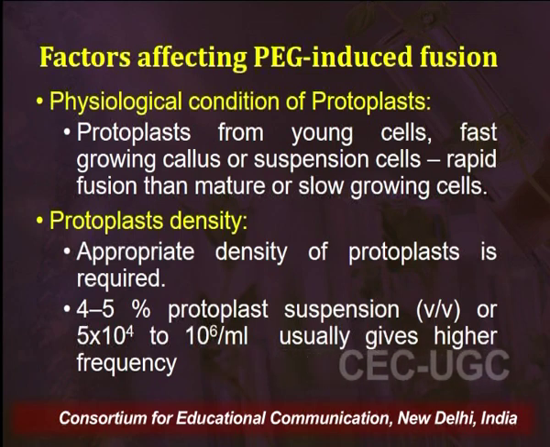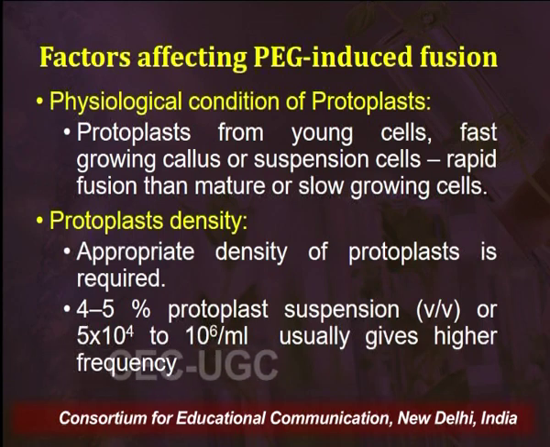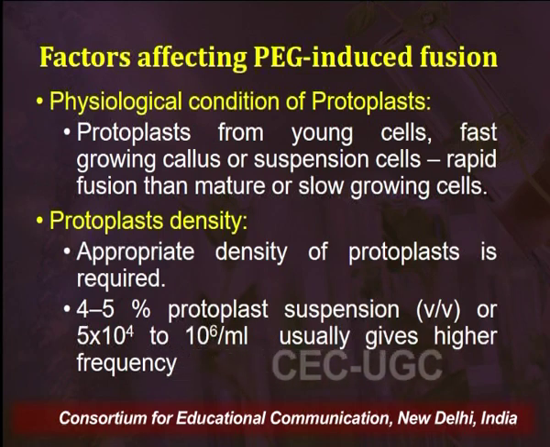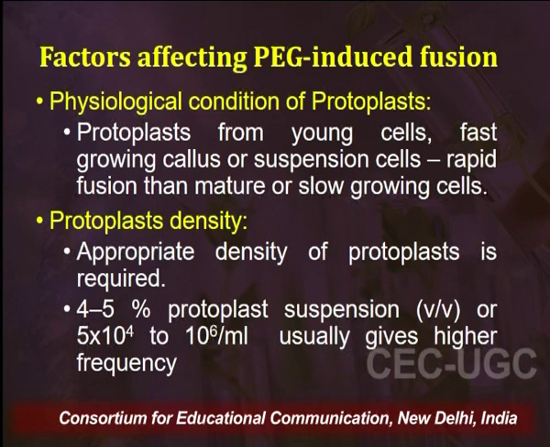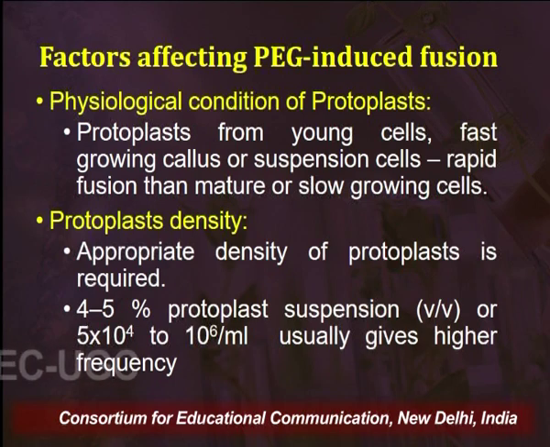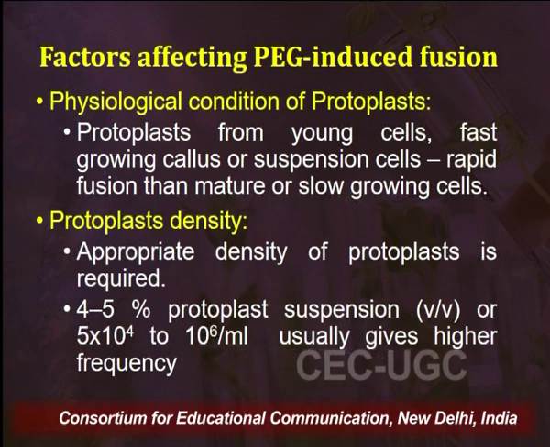Then the density of the protoplasts in the fusion mixture is always important. Very low density will obviously decrease the percentage of obtaining hybrids, or the chances of protoplast fusion. It has always been found that a protoplast concentration of 5 into 10 raised to power 4 or 10 raised to power 6 per ml of the suspension will give you a good yield of fused protoplasts.